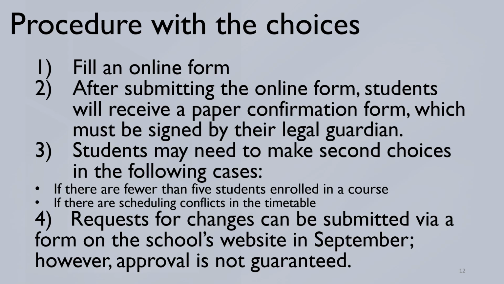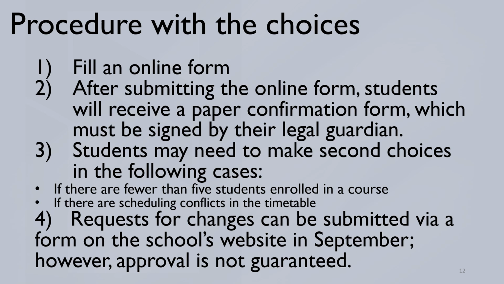Students may need to make second choices in the following cases: if there are fewer than 5 students enrolled in a course, or if there are scheduling conflicts in the timetable. Requests for changes can be submitted via a form on the school's website in September.